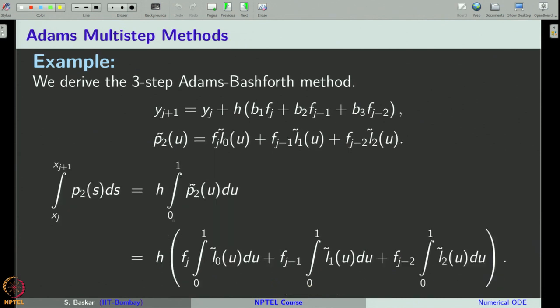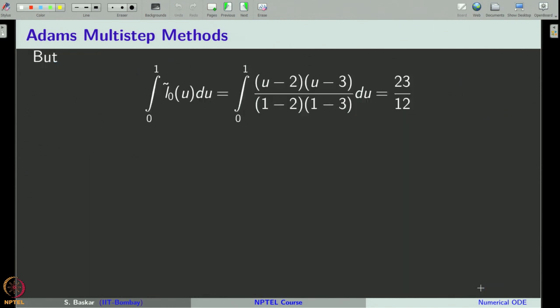Let us go and do that. So, we want to replace our original integral by this. Let us see how this integral looks like. It is nothing but h into fj into the integral from 0 to 1 of l0 tilde of u, plus fj-1 into the integral from 0 to 1 of l1 tilde of u, plus fj-2 into the integral from 0 to 1 of l2 tilde of u. So, let us evaluate these three integrals and see how they look like.